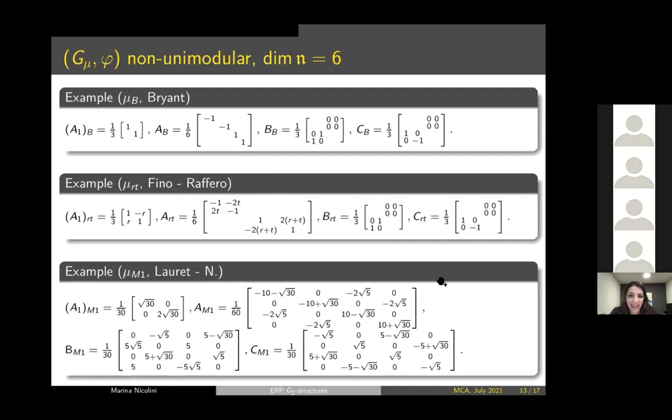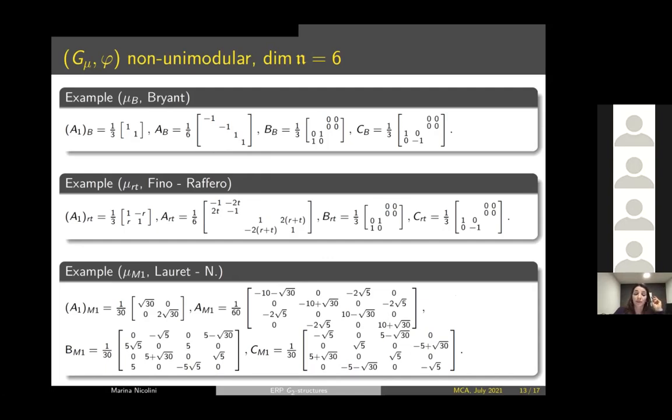Okay, and in this case, we also find another example. It's not really nice compared to Bryant's example, but remember that we have a nice G2 structure and a nice torsion form. So we cannot have everything. And this is not equivalent to the other examples because also the dimension of the nilradical is different from them.